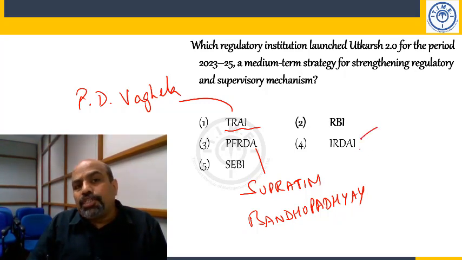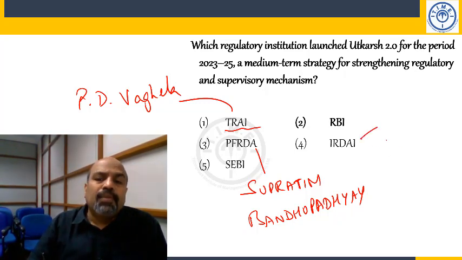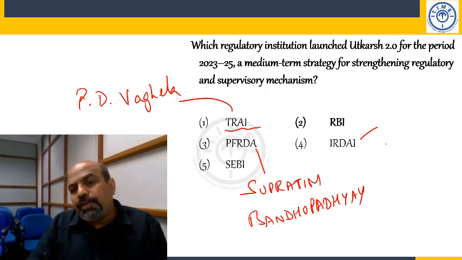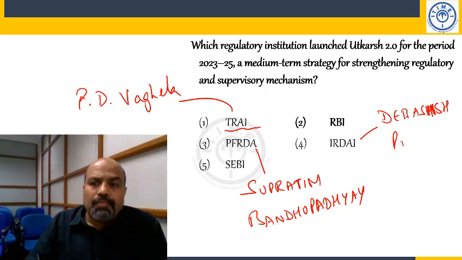IRDAI, Insurance Regulatory and Development Authority of India, is headed by Debashish Panda. Oh, there is an I here. Panda.